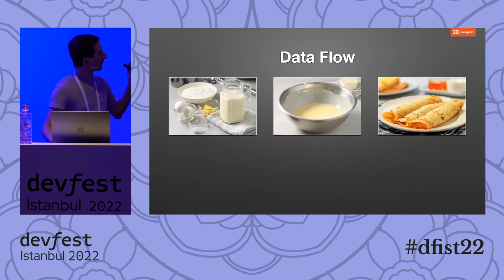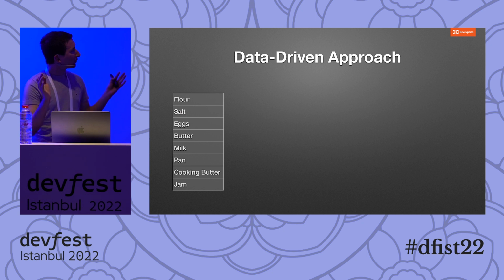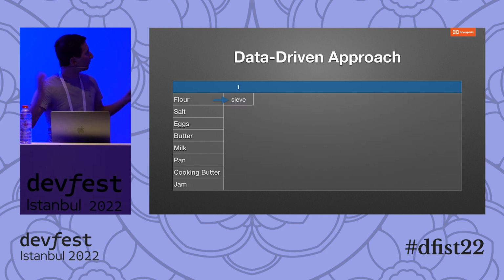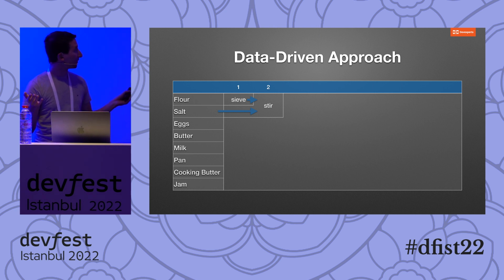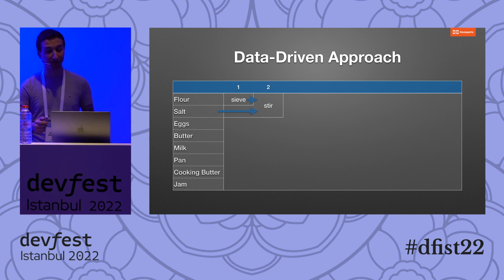It makes sense to think of this recipe in terms of data flow. So I could start with the list of ingredients, and then at each step, I could define a function for the operation that I need. So first, I have step one, I have the sieve function. It takes the flour as a parameter. And then at step two, I take the result of the sieve function and I combine it with the salt and I pass them to the stir function.